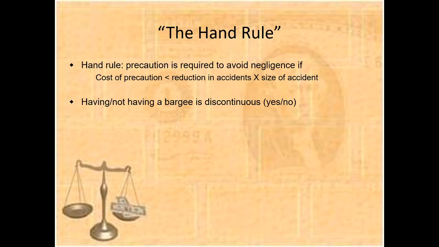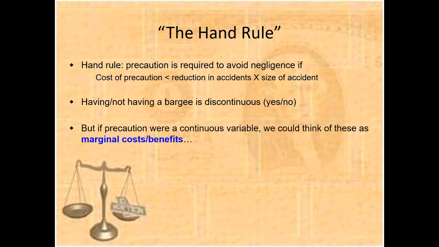And so having or not having a barge is discontinuous, that is, yes or no. But if precautions were a continuous variable, we could think of this as marginal cost and benefit. So this is a very sharp point which he was trying to argue.